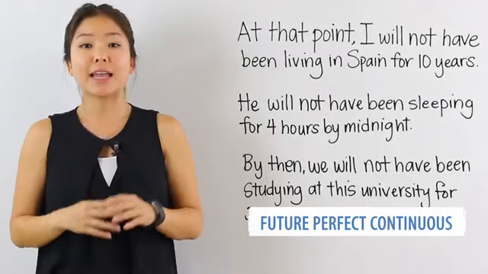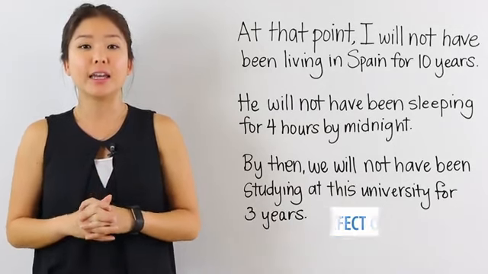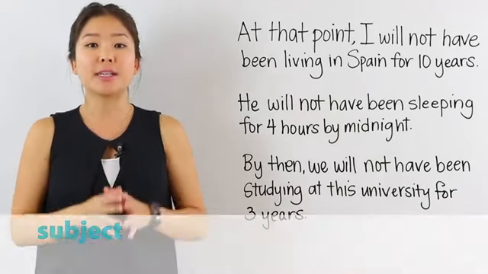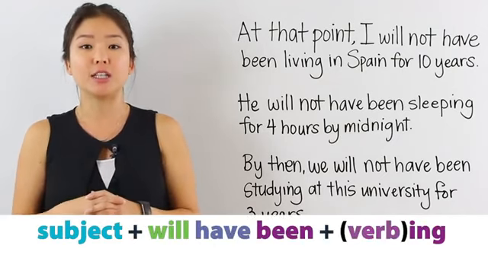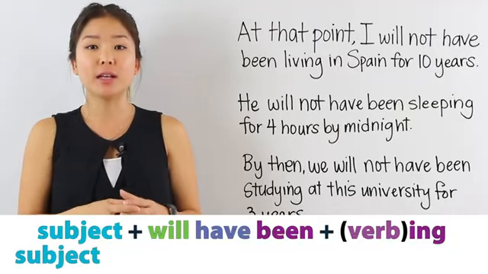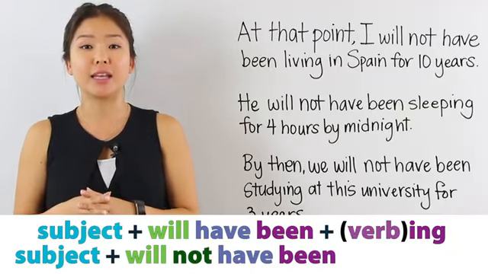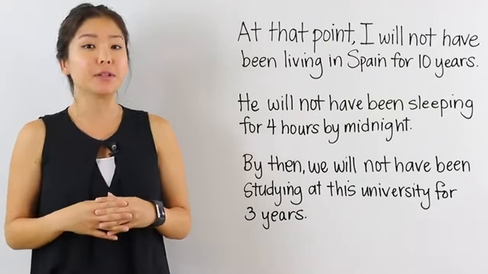Now, let's look at the negative form of the future perfect continuous tense. In the affirmative form, we say subject, will have been, and then verb ing. In the negative form, however, we say subject, will not have been, and then verb ing. Let's take a look at some examples.